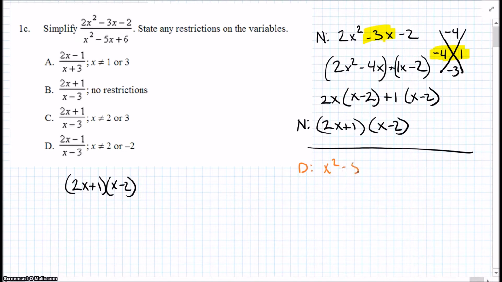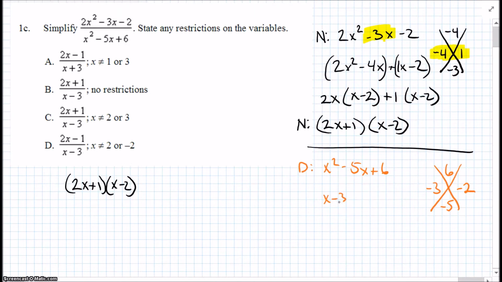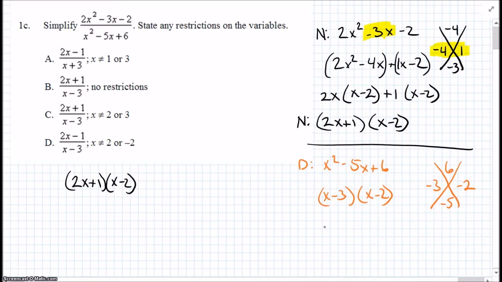Alright, let's work on the denominator now. X squared minus 5x plus 6. Let's x factor this. My a times c value is 6. My b value is negative 5. So two negative numbers that have a product of 6 and a sum of negative 5 would be negative 3, negative 2. So I can rewrite this as x minus 3, x minus 2. Since it's the denominator, we're going to have some restrictions. So x would equal 3, so it cannot equal 3, and x cannot equal 2, because our two groupings cannot equal 0.